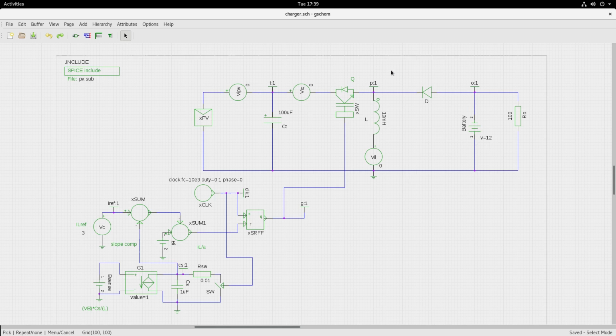So in this way, this buck-boost regulator that we have used here can be used as a slope compensated current controlled charger for the battery, drawing power at maximum power from the PV source. So I will leave it to you to explore this simulation on your own and try to gain more insight from this simulation schematic.